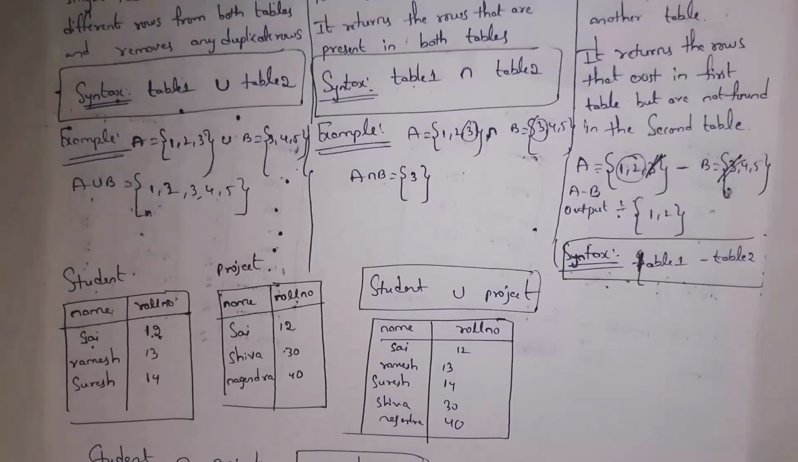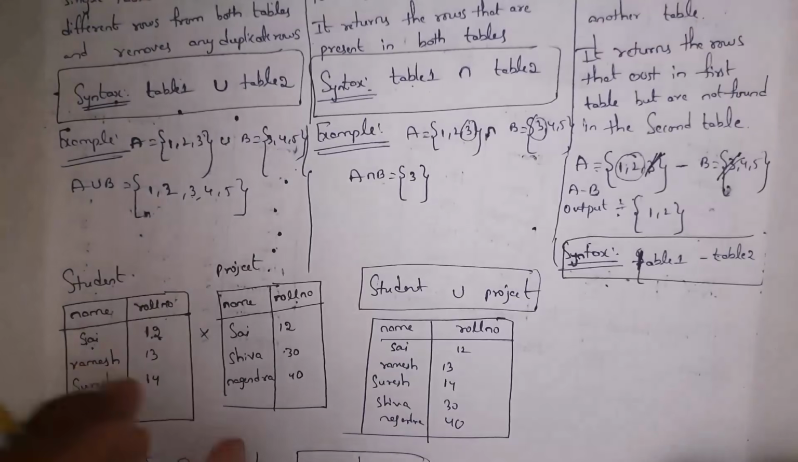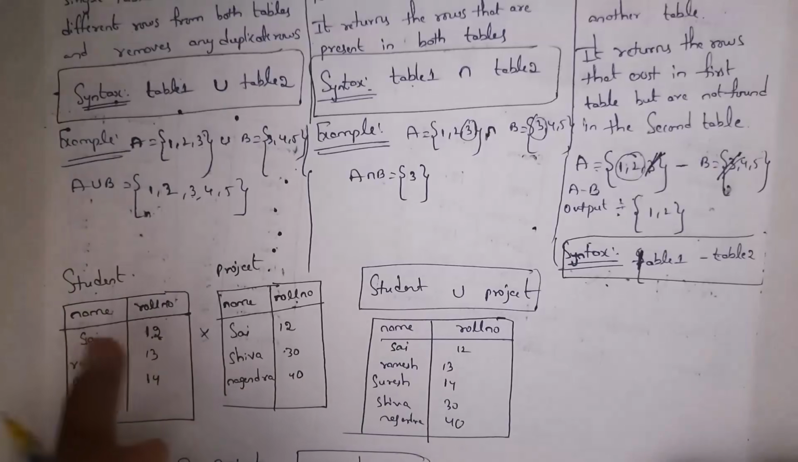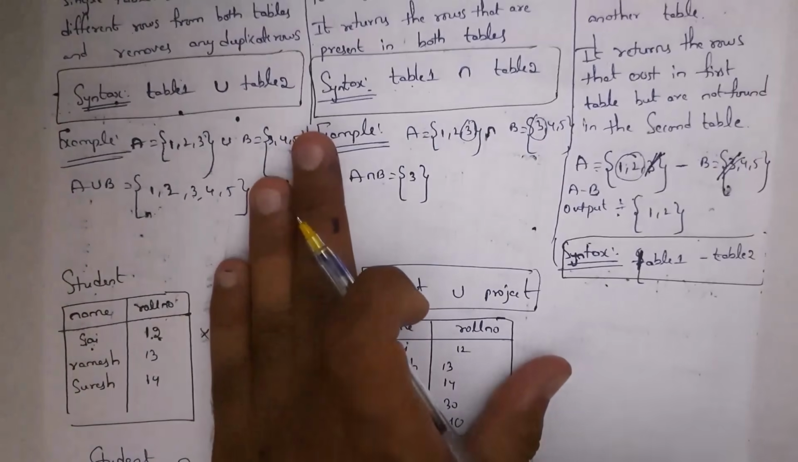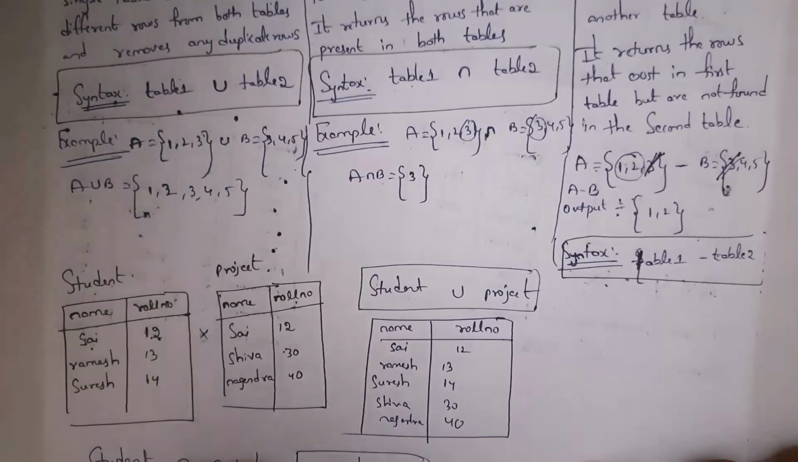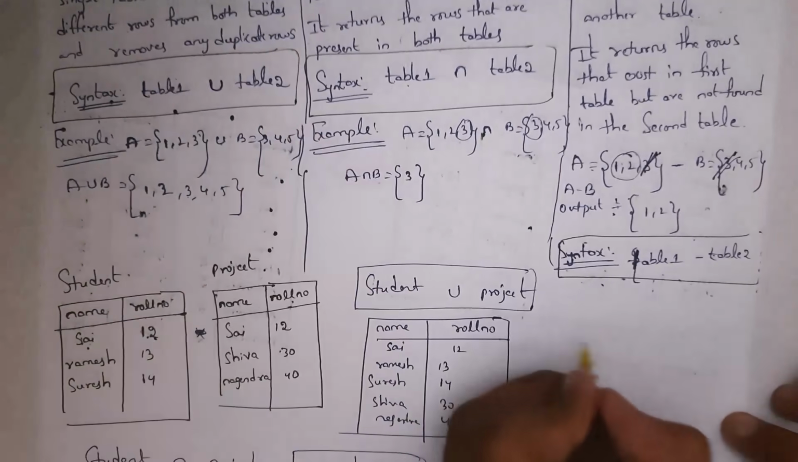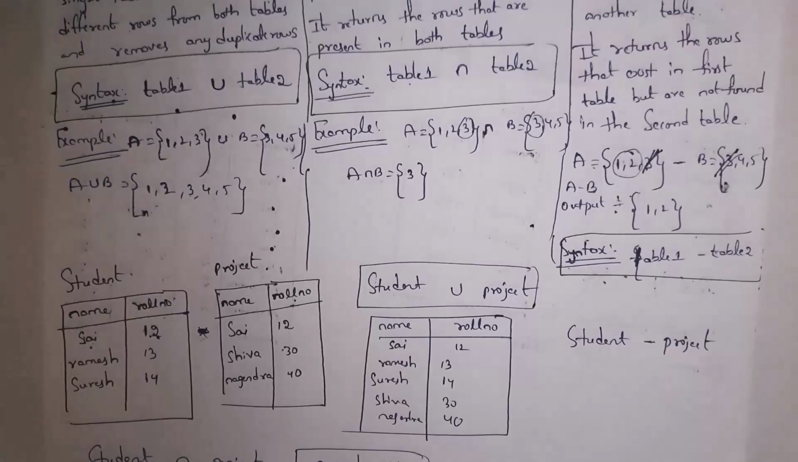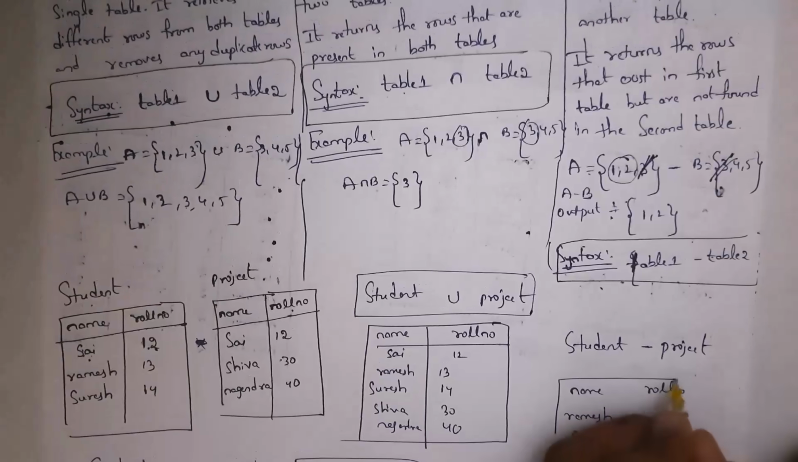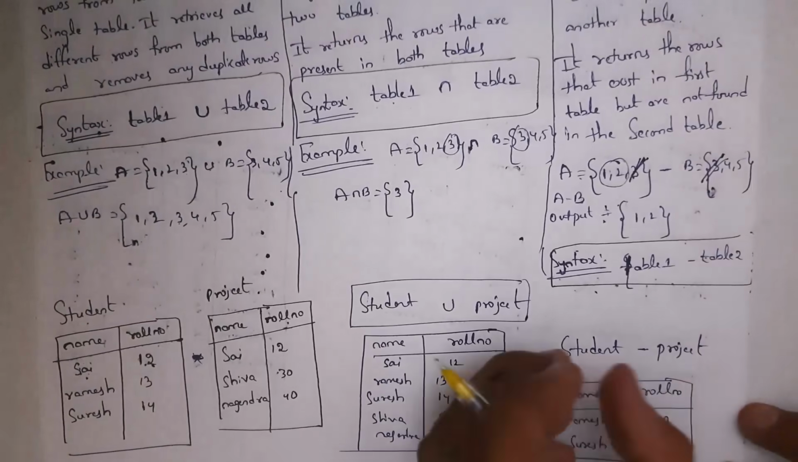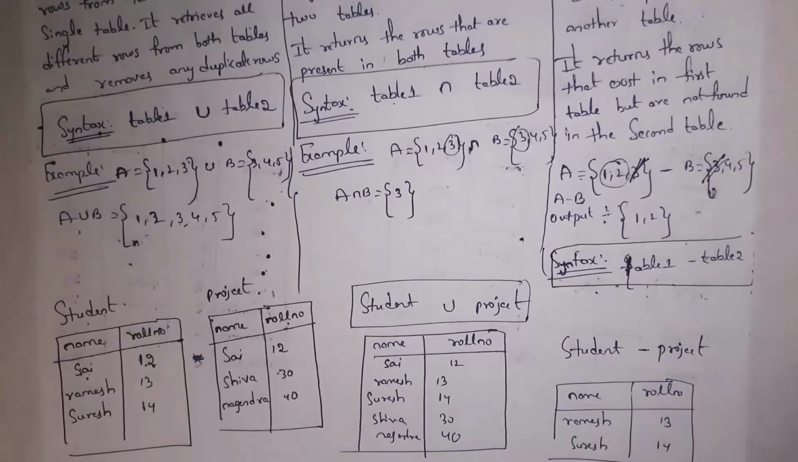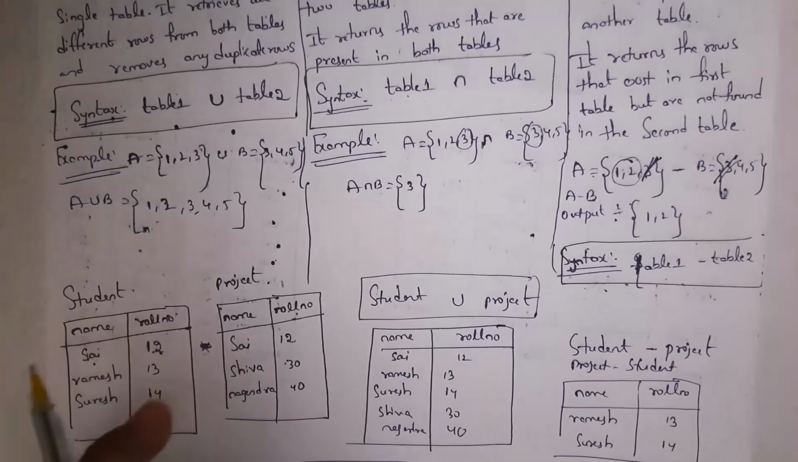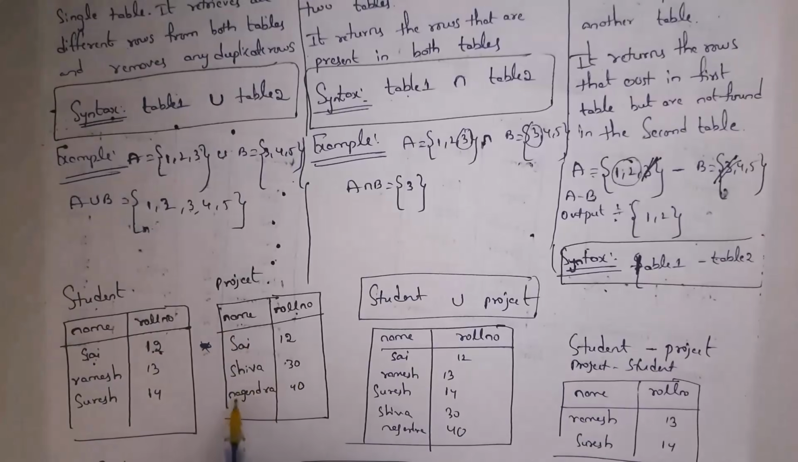Similarly, we will perform set difference on two tables. Here name Sai and roll number 12 is common in the two tables, so it will not select this record. It will select records only from the first table, so it will display output Ramesh 13 and Suresh 14. Whenever I perform student minus project, I will get output except the similar record. It will display the remaining records from the first table. This is my output. Here I wrote student minus project. But whenever I write project minus student, Sai and roll number 12 is common in both tables, so it will display only Shiva 30, Nagendra 40. This is my output whenever I perform project minus student.